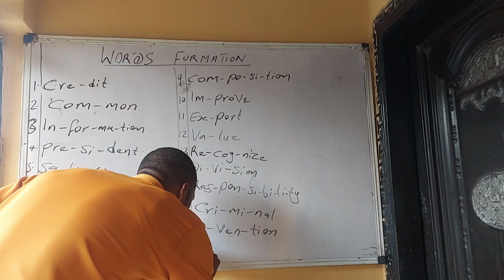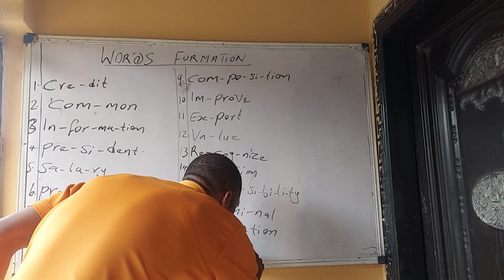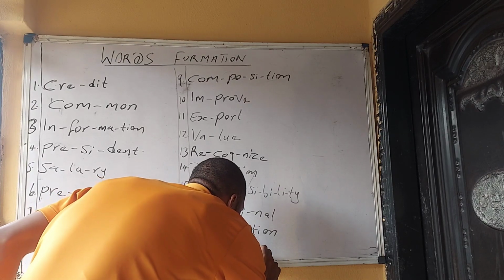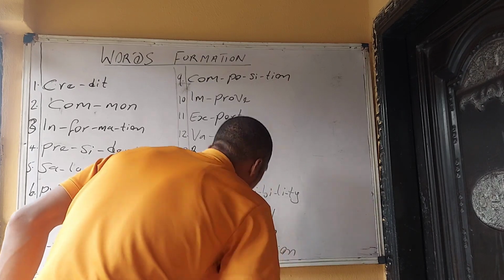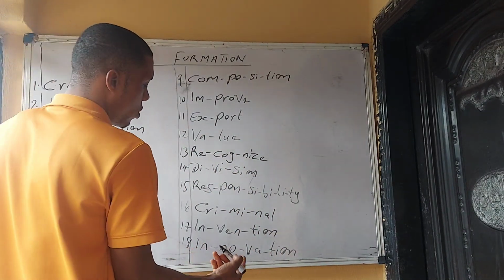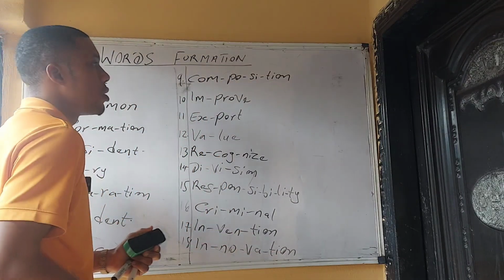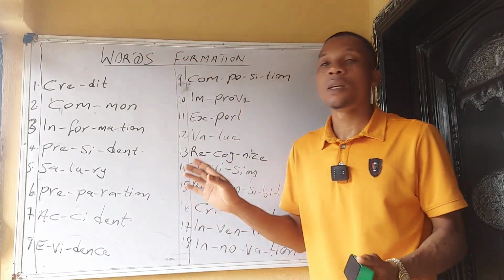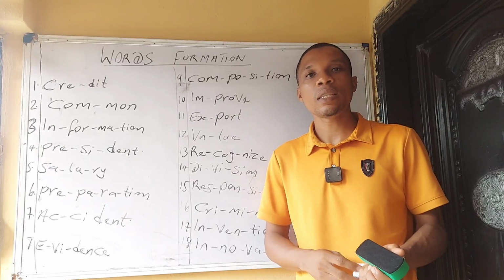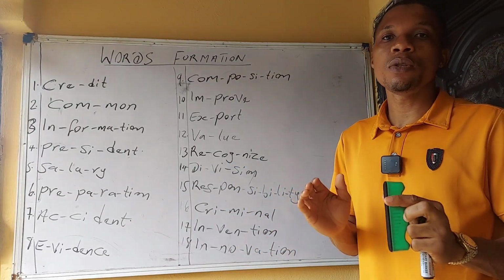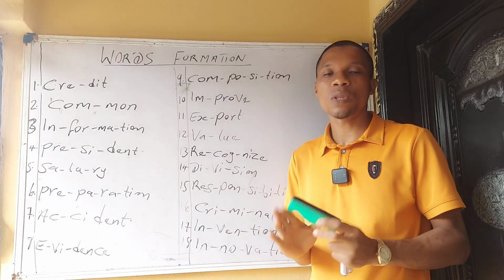18. Inno. I-N is in, N-O is no. Innovation. This is innovation. So you can actually see that with syllable you can break down your word for easy formation. Is that taken? Break down the word into different units of how they are being pronounced, then you get the spelling right. That is how you form your word without stress.